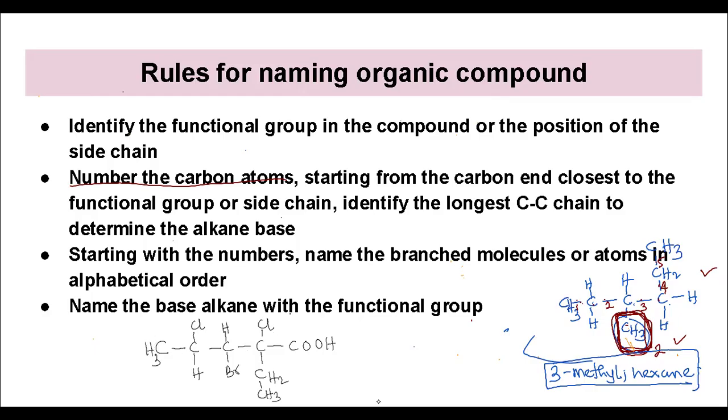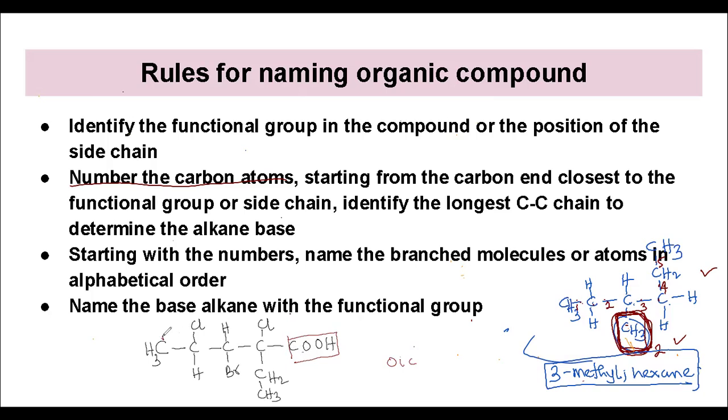So now I want to name this using the same method, the same rules for naming organic compounds. The same set of rules we have there. Nothing is changing, exact same thing. So we have identified a functional group. This is the functional group, the carboxylic acid. Now the next thing is to determine my longest carbon to carbon chain and then check which of the carbon ends is closest to the functional group. Here is my functional group. I have two carbon ends.